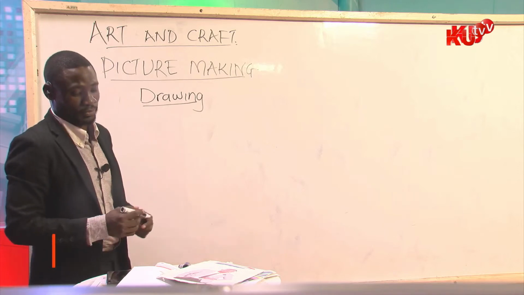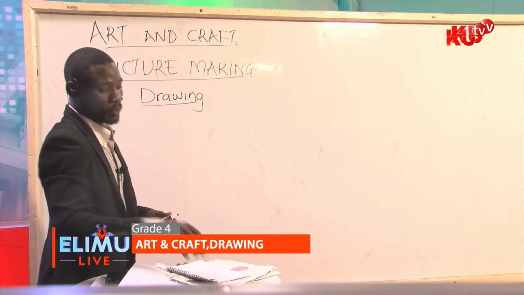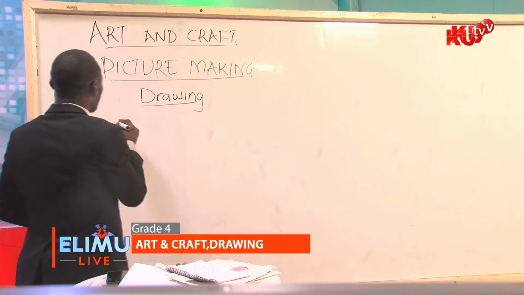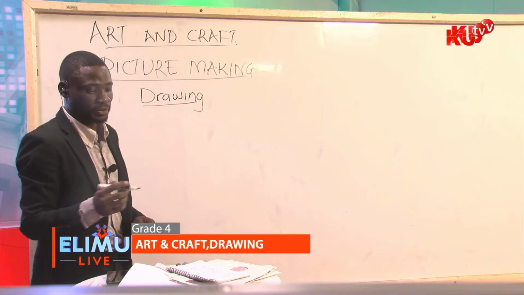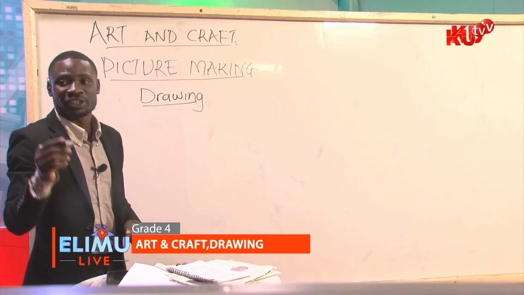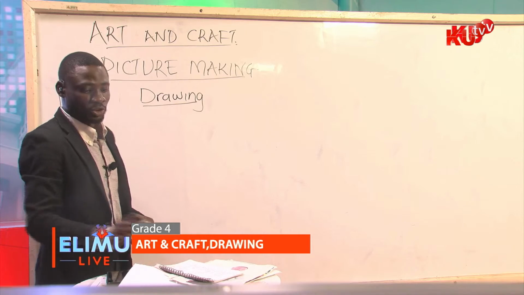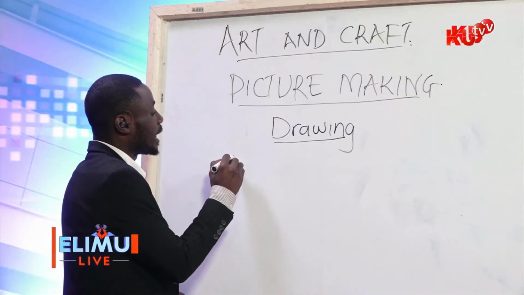What is drawing? Drawing is an art. It is an art of making pictures on paper by use of tools such as pencils. You can also use a pen, you can also use crayons. So drawing is an art.